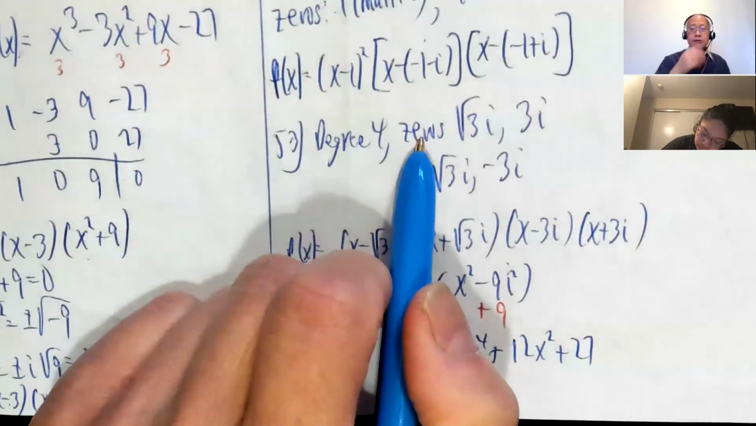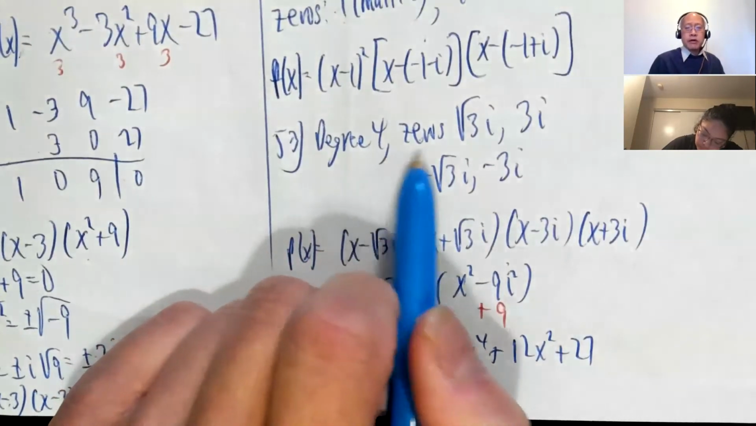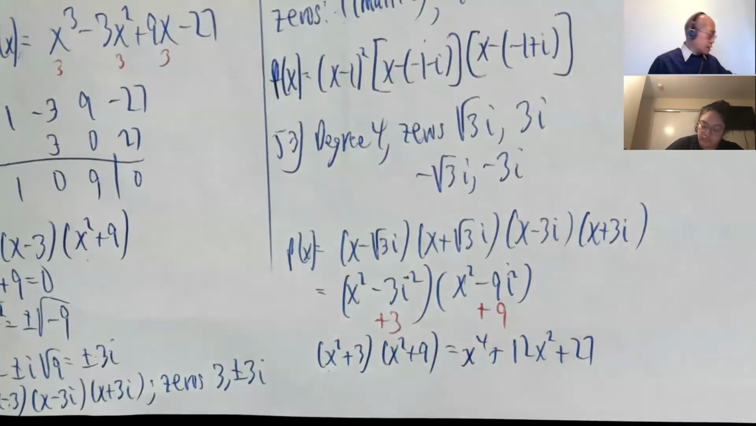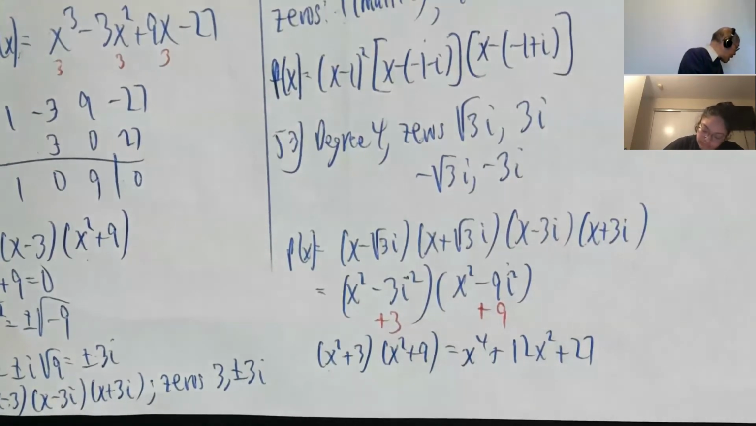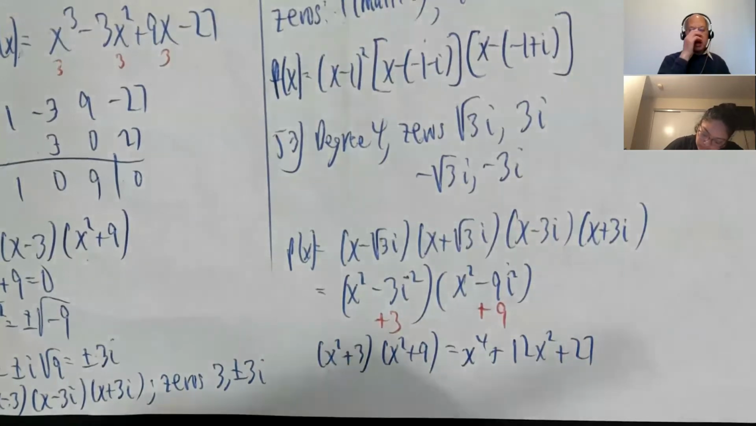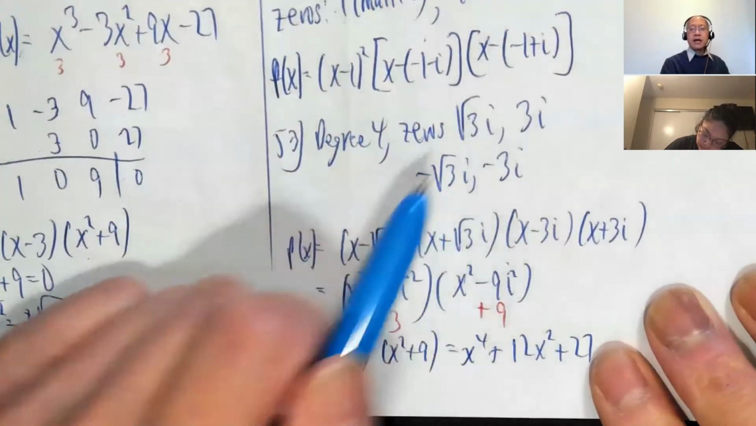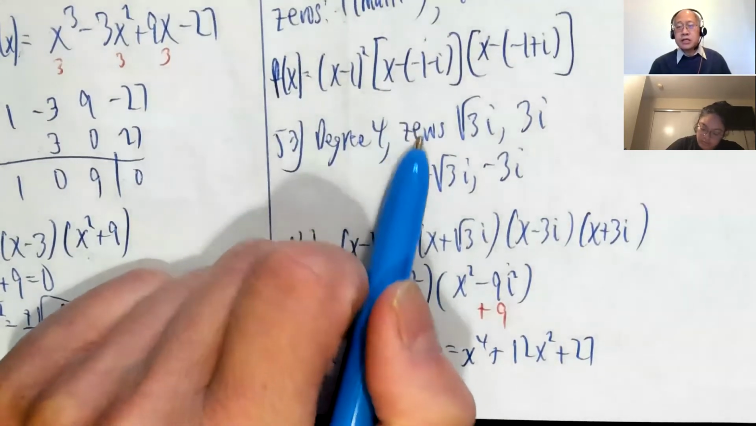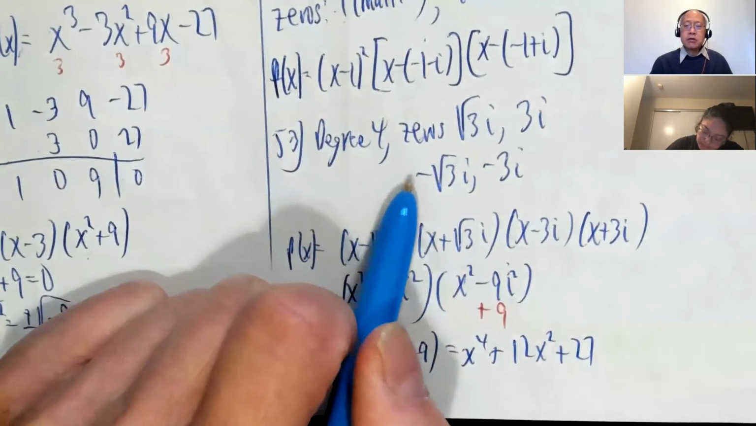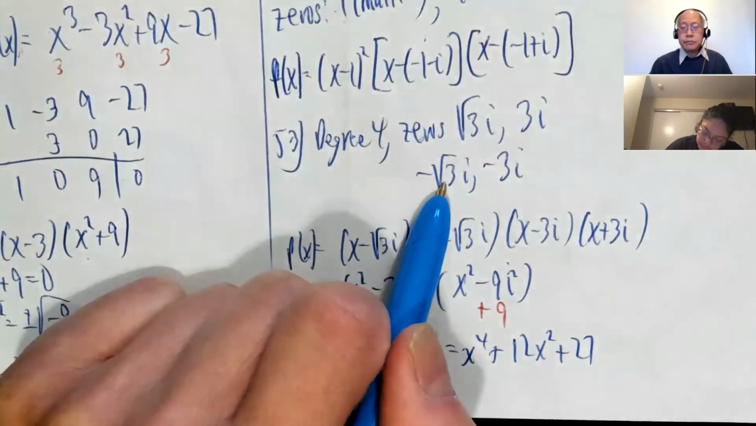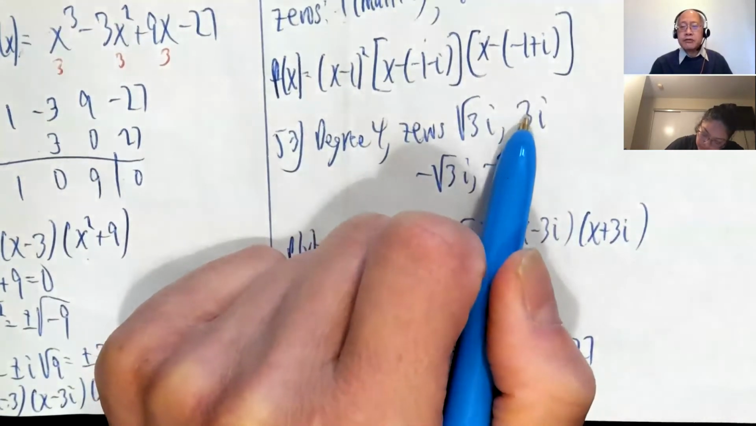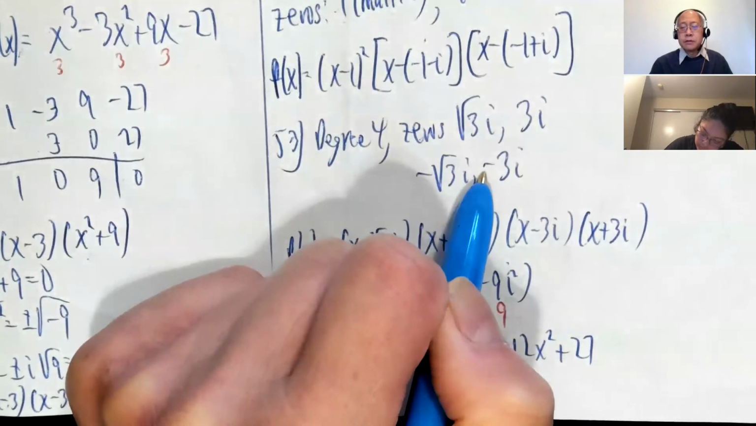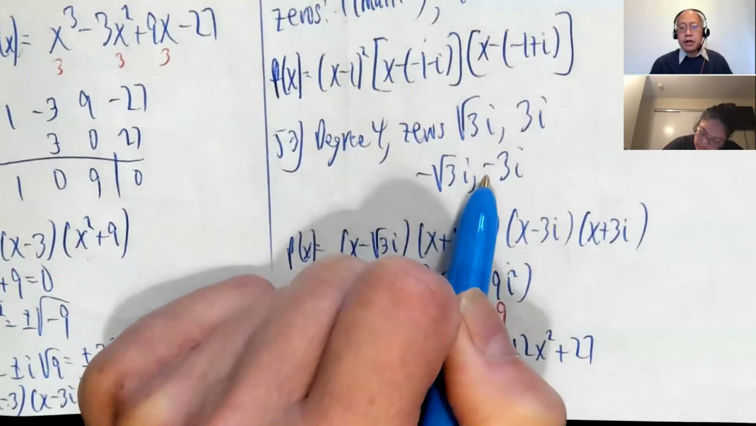All right, so 53: determine a 4th degree polynomial; 2 zeros are radical 3i and 3i. So that automatically means I get the conjugates. The conjugate of radical 3i is negative radical 3i. You say, what's the real part? It's 0, so pretend it's 0 plus radical 3i. So I get 0 minus radical 3i. And then the complex conjugate of 3i is negative 3i, because you can pretend that's 0 plus 3i, 0 minus 3i.